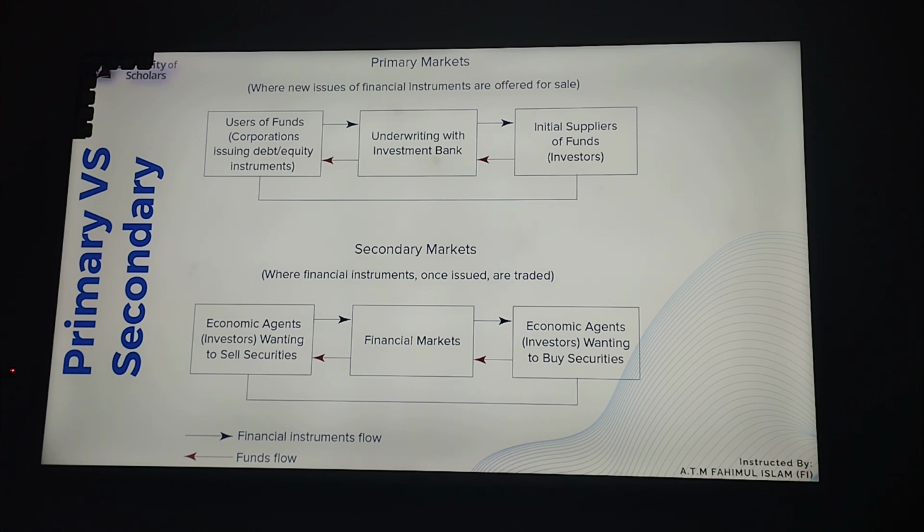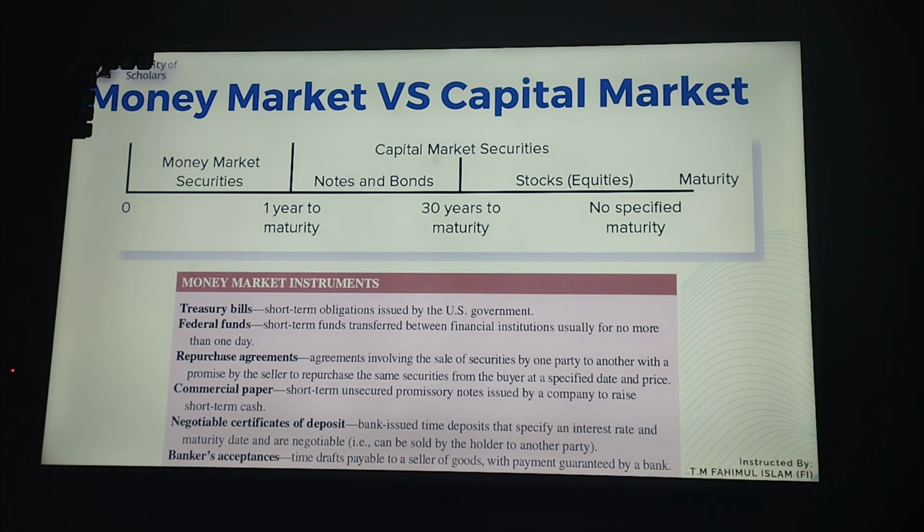So let's move on to our money market and capital market. Money market is usually defined within 1 year maturity. The money market securities are usually of 1 year maturity, and for more than one year, the instruments belong to capital markets. Money market instruments can be treasury bills, federal funds, repurchase agreements, commercial paper, negotiable certificates. It can be bankers acceptance also. But the capital market securities are much more stable and much stronger than the money market securities. They usually hold 5 to 10 years, up to 30, or it can be no specified maturity, infinity. So those instruments are capital market securities.